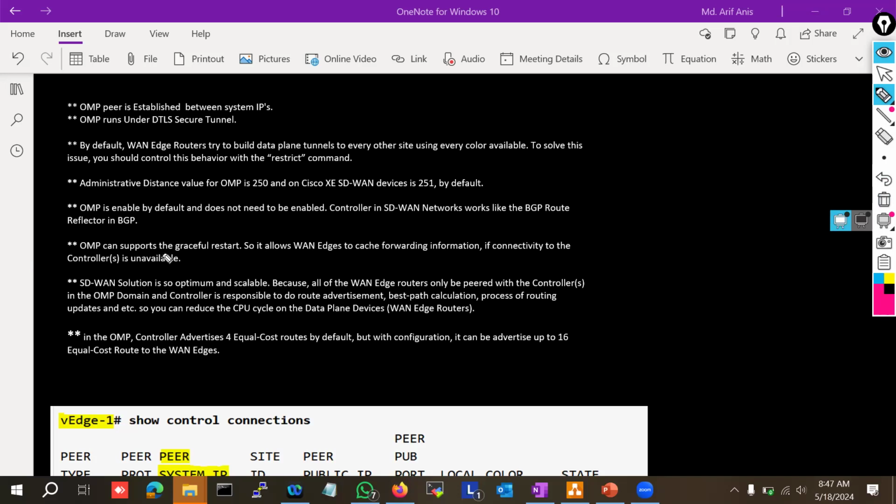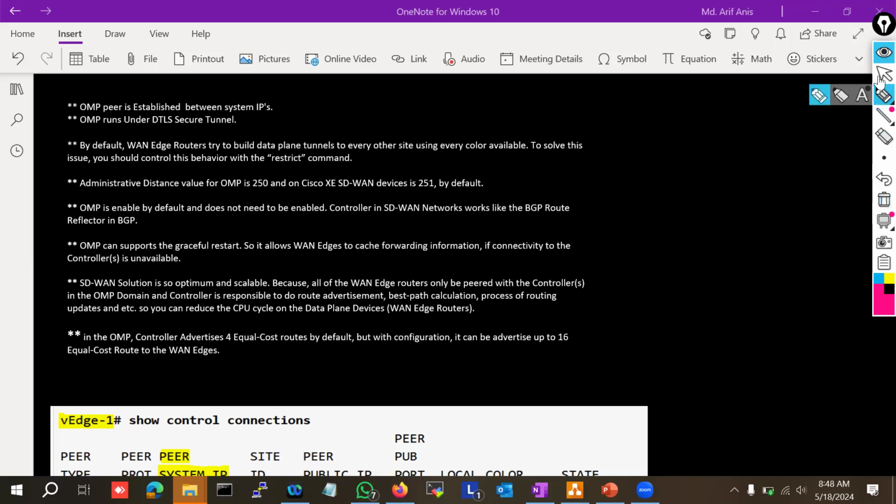So OMP supports graceful restart, which allows the edge to cache forwarding information if connectivity to the controllers is unavailable, right? And one more thing: the controller advertises equal cost routes by default, but it can be configurable. By default, it supports equal cost multipath across 4 WAN interfaces. It can be upgraded to 16.